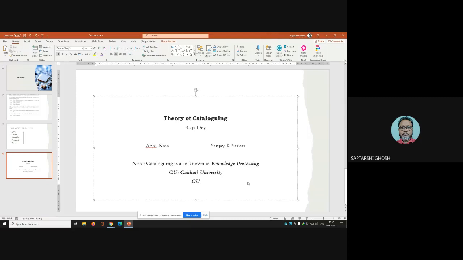Now Ranganathan is saying this. See, GU is Guwahati University and GU is also Gujarat University. Now, if we use the alphabets GU for university, suppose we are writing that, that is GU. Or you can say it another way.